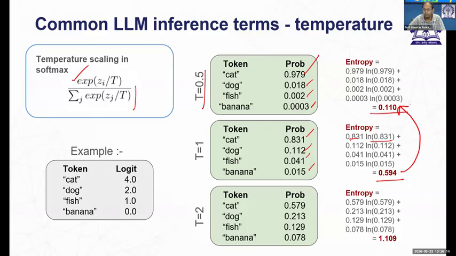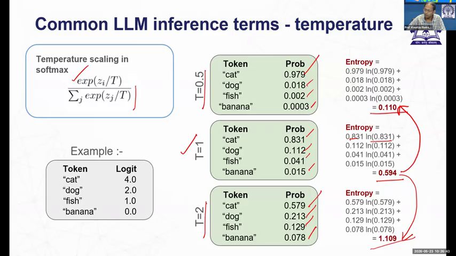0.59. Similarly, on the other hand, if I increase the temperature, you can see the distribution becomes more flattened. So here you get 0.579, 0.213, 0.129, 0.078. And if you compute the entropy, what is the entropy now? It becomes 1.109. So it is increasing. So this is the basic standard softmax operation.